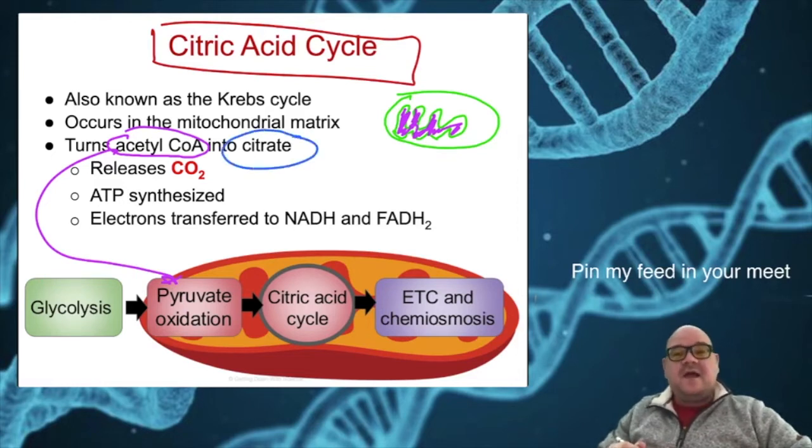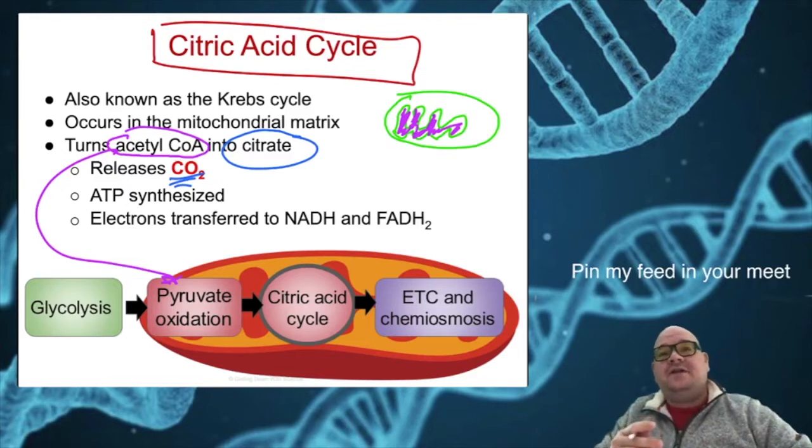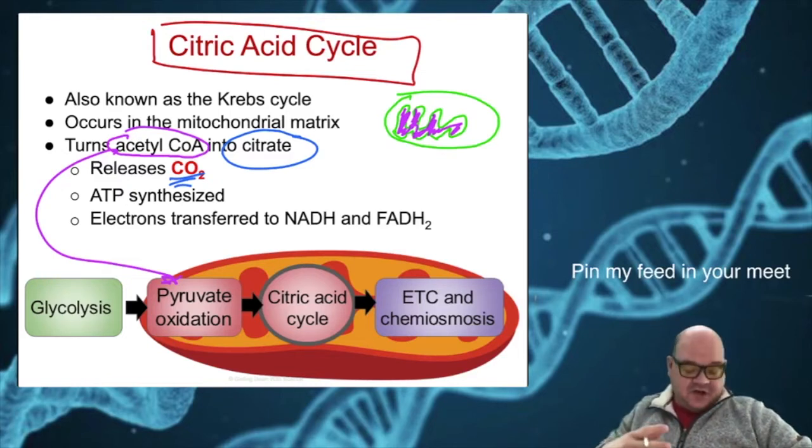And this is where we have CO2 being released. So know your inputs and outputs, okay? Input is acetyl-CoA, output are citrate and CO2 so far. We also get ATP in this stage, so there's another output of the citric acid cycle.